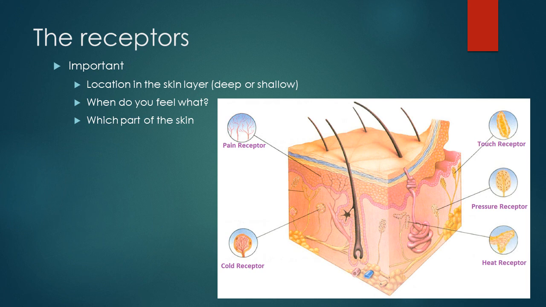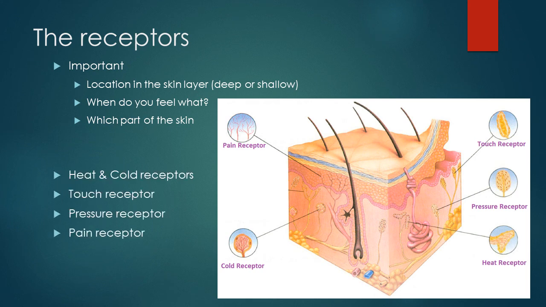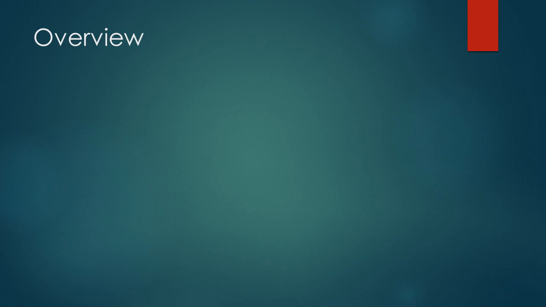You touch your skin and you feel a touch, so it's on top of the dermis. So these are the 5 receptors which you have. So this was pretty much the skin.